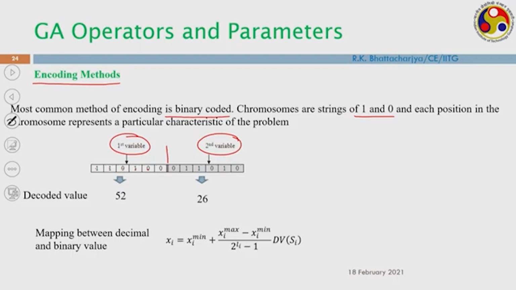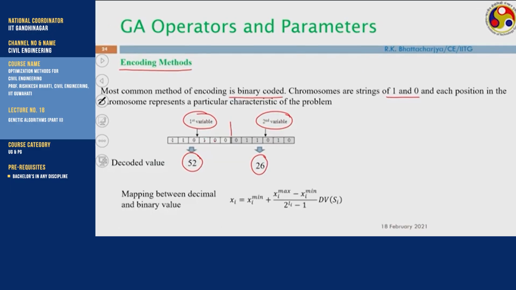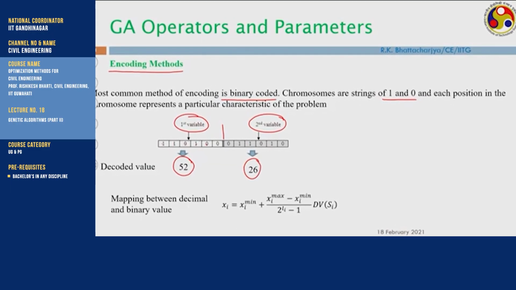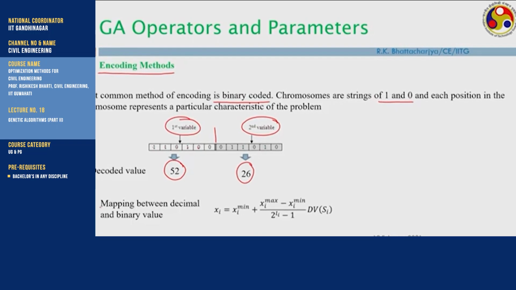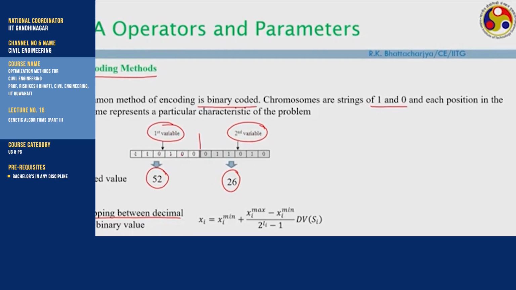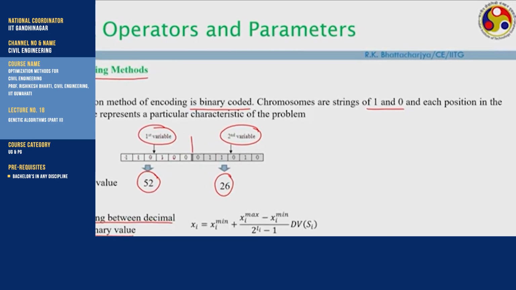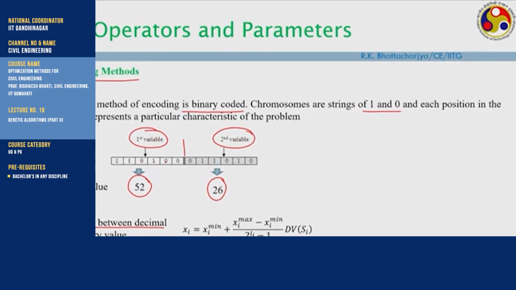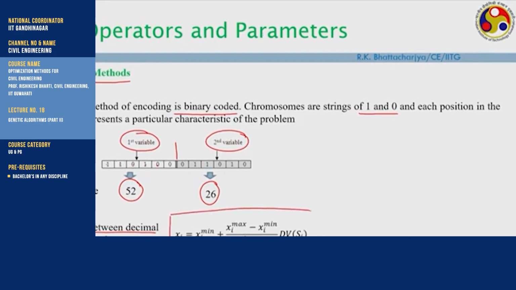For the second variable, here 1 1 0 1 0 0. If we decode that one, what am I getting? I am getting 52. I think you know how to decode this one. And for the second one I am getting 26. Now, what I can do is the mapping, as per my requirement and the precision required. I can do the mapping, and this mapping is done using this equation.